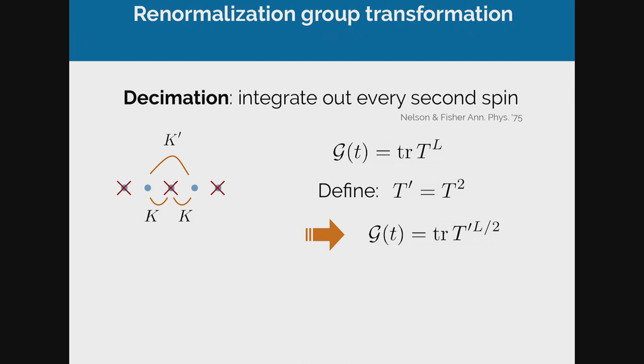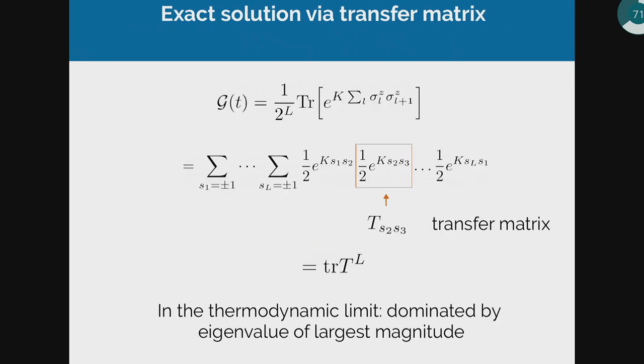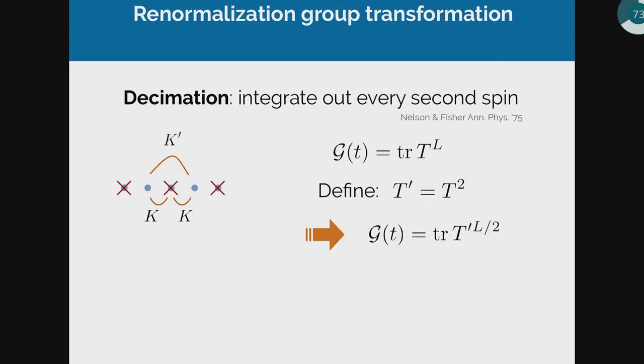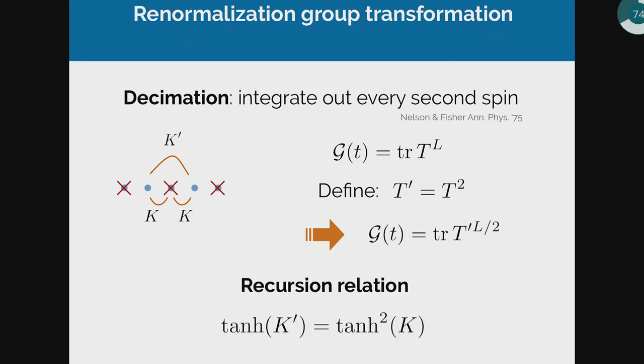Okay. Now, we have seen on the previous slide that this T matrix is uniquely determined by this coupling K. So by multiplying these two matrices, we can associate to this new transfer matrix T prime a new coupling K prime, which obeys the following equation. So given some coupling K initially, we get the new coupling K prime of our reduced spin chain by solving this equation.